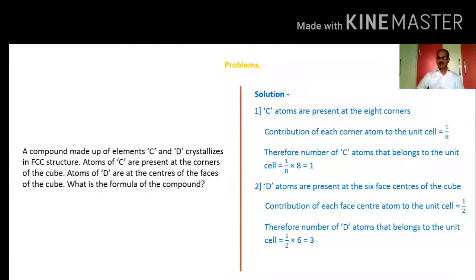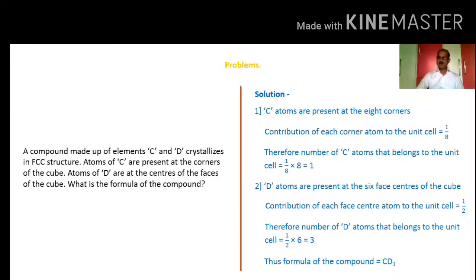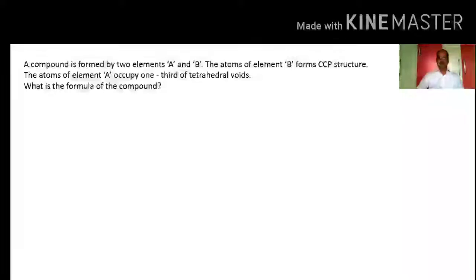So per unit cell, the number of C atoms is 1 and number of D atoms is 3. Thus, the formula of the compound is CD3. Such a simple numerical can be asked on this particular part. Let us take another numerical.